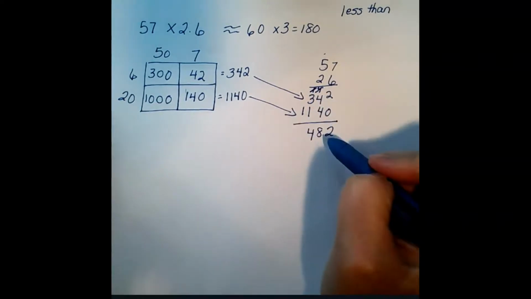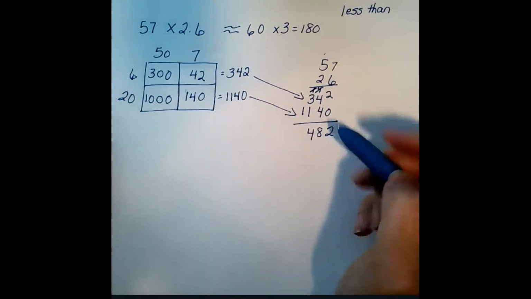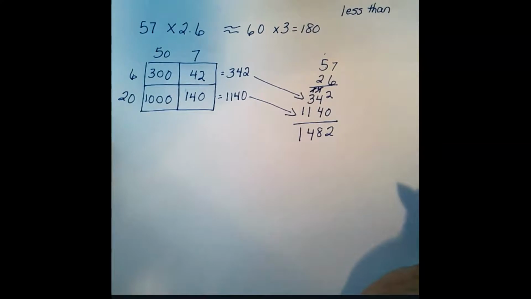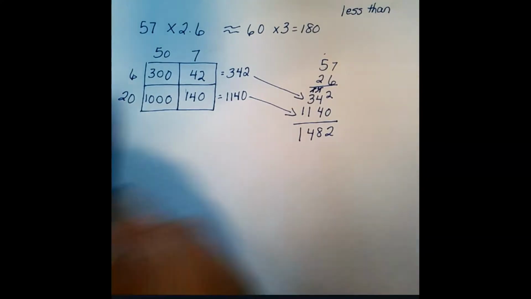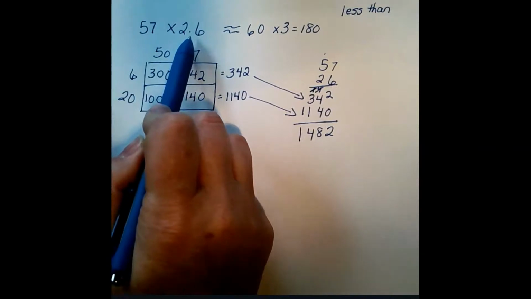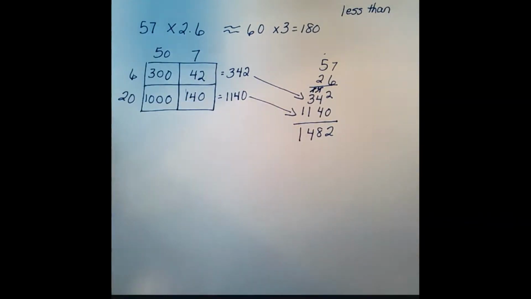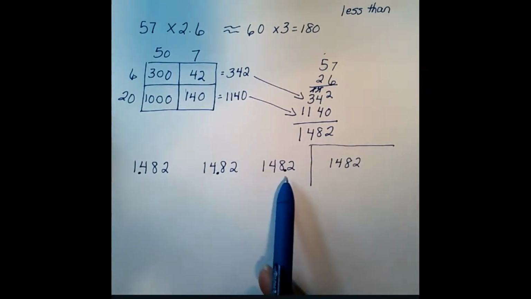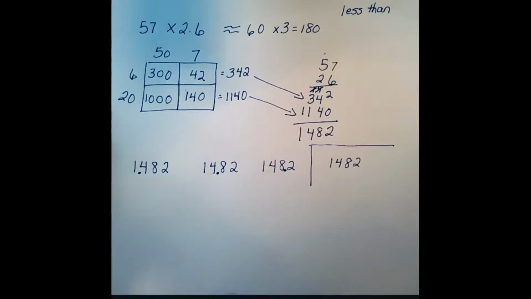I used this before, so it doesn't belong there anymore. So now I'm at 1,482, but I have to put my decimal back in. And there's a couple of different ways that I can find out which way to do this. Let's take a look at these 3 options.